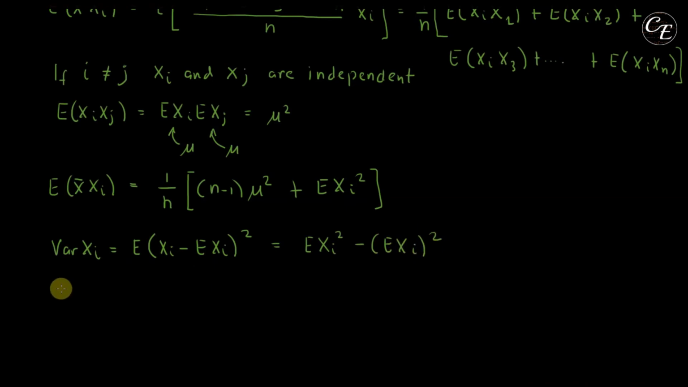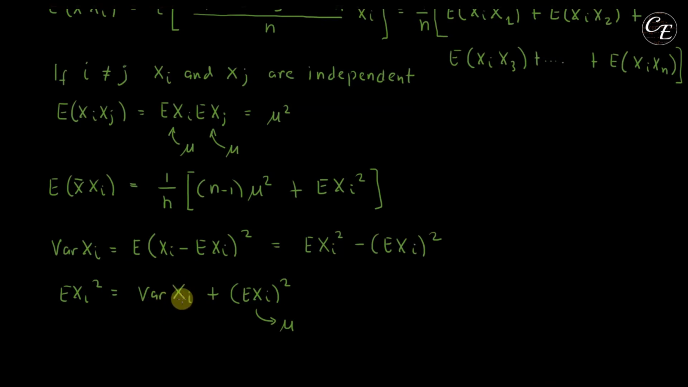So expectation of x sub i squared will be equal to variance of x sub i plus square of expectation of x sub i. From here, we know the value of expectation of x sub i. This is the population mean, which is mu. But how about this one? This is the population variance.